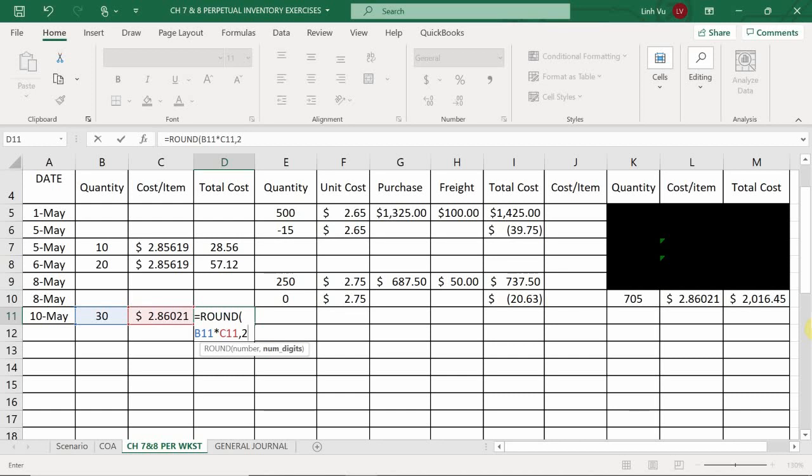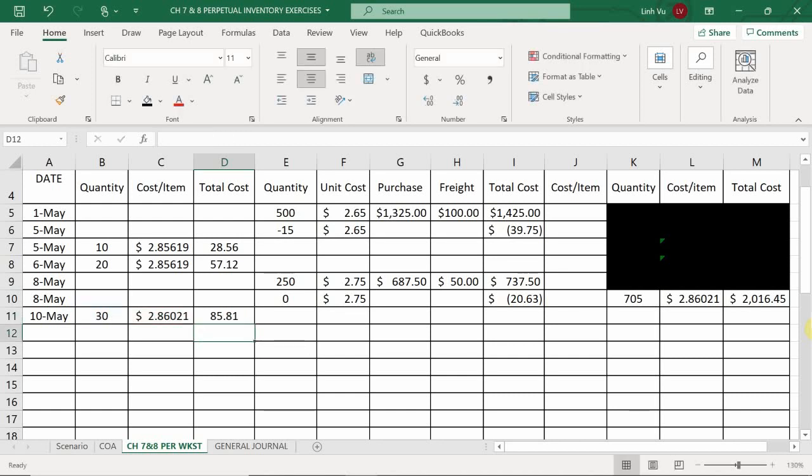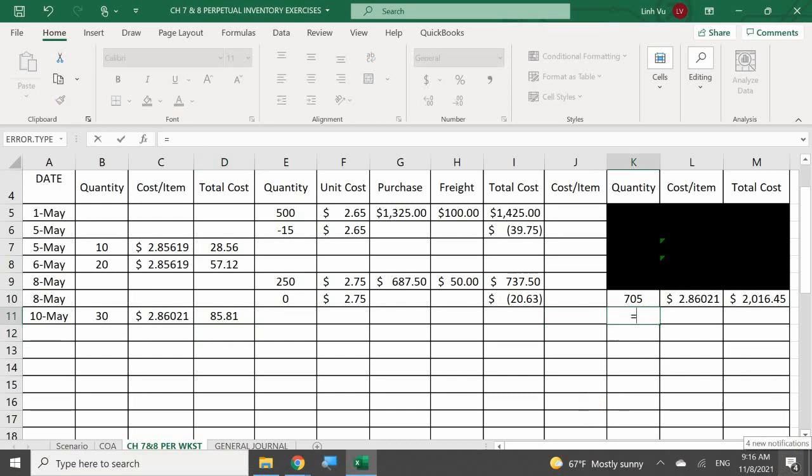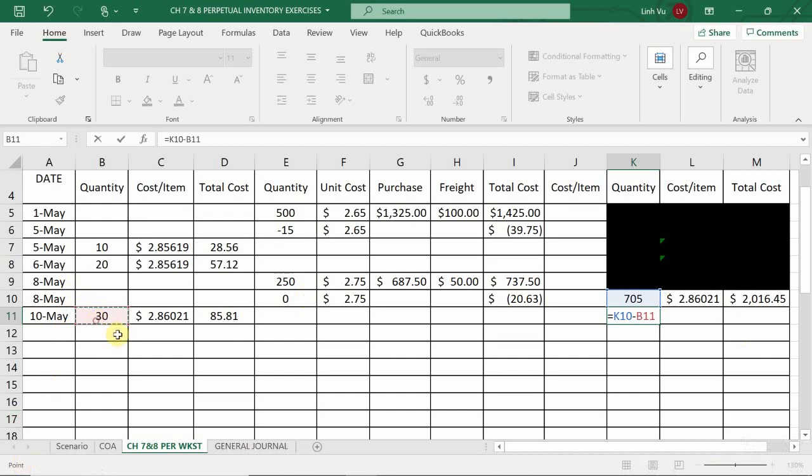$85. Good. $85. 0.81. Good. All right. So I'm going to go ahead and update my inventory because I sold 30 units. So in this case, 705 minus 30 gives you 675.